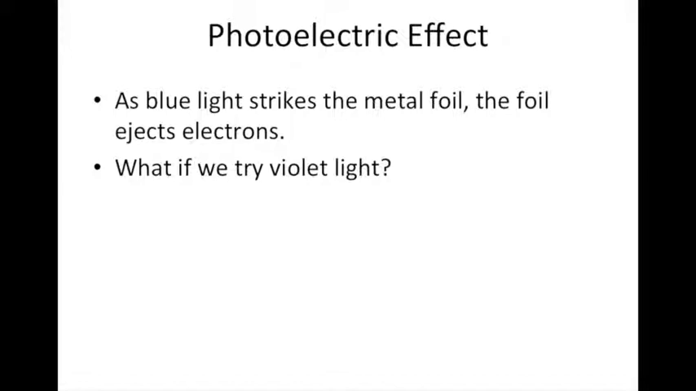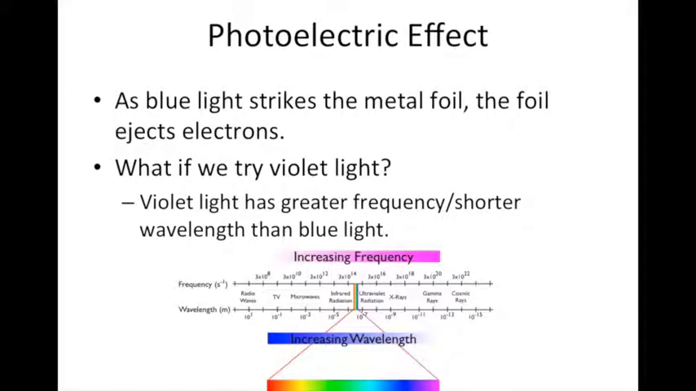What if we tried a violet light instead of blue light? Let's shine a violet light. Remember that a violet light has a greater frequency and shorter wavelength than blue light. So here is our violet light all the way at the end of the visible spectrum. Here's the blue light, and red light, we'll take a look at red light in a minute, is way down here. So violet light has a higher frequency than our blue light, and red light has a lower frequency.